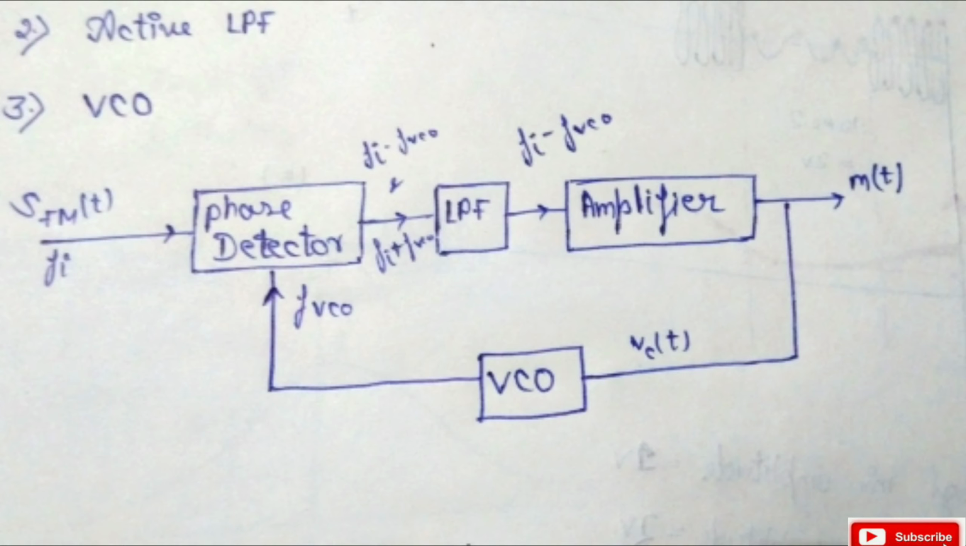As we discussed earlier, the voltage controlled oscillator generates a frequency according to the message signal amplitude, and the generated frequency FVCO is again compared with Fi, and in the end the difference of these two frequencies will be set to 0. This is the basic function of the PLL, in which we minimize the difference of two input signals and generate the message signal amplitude accordingly.